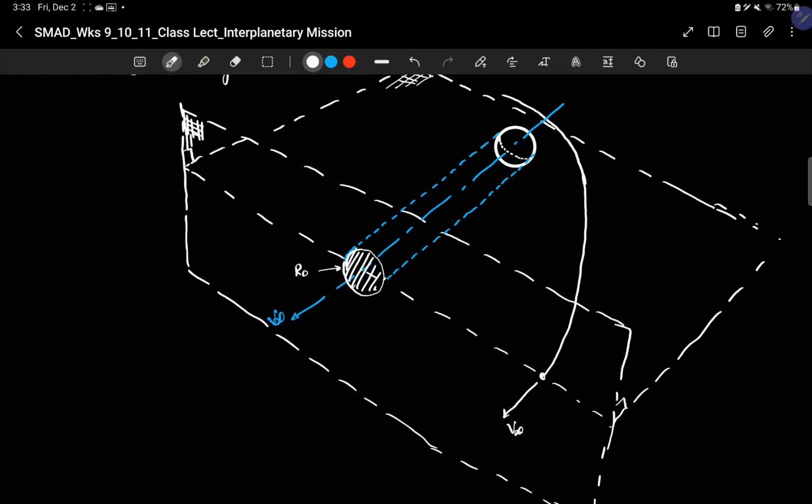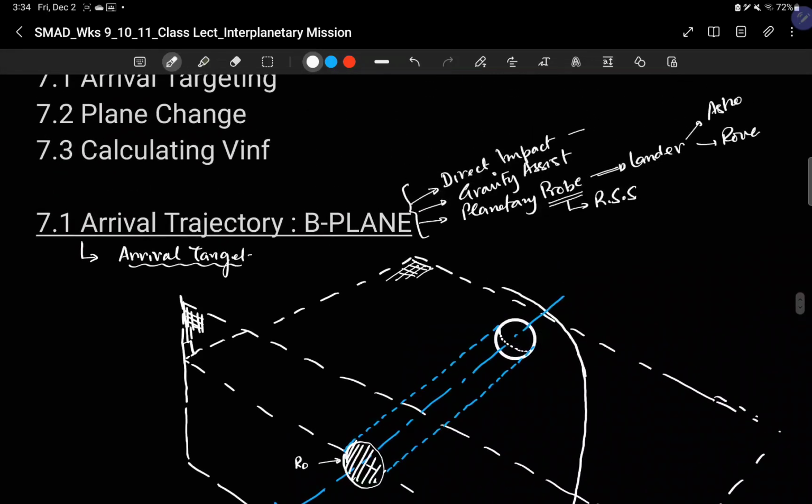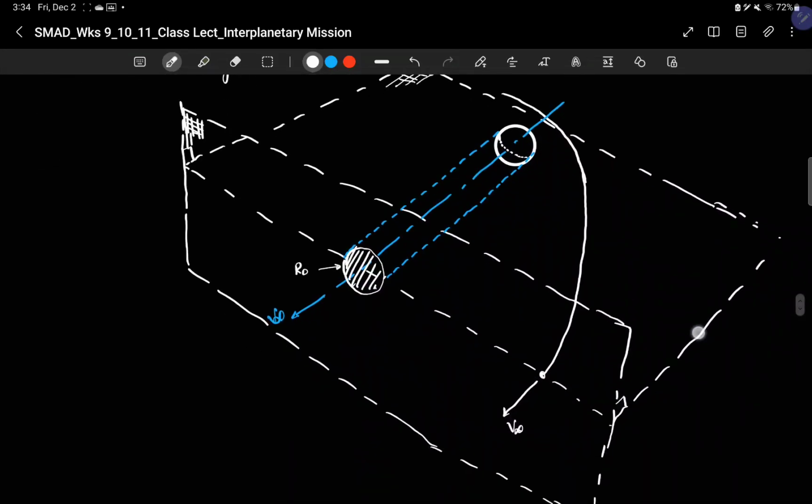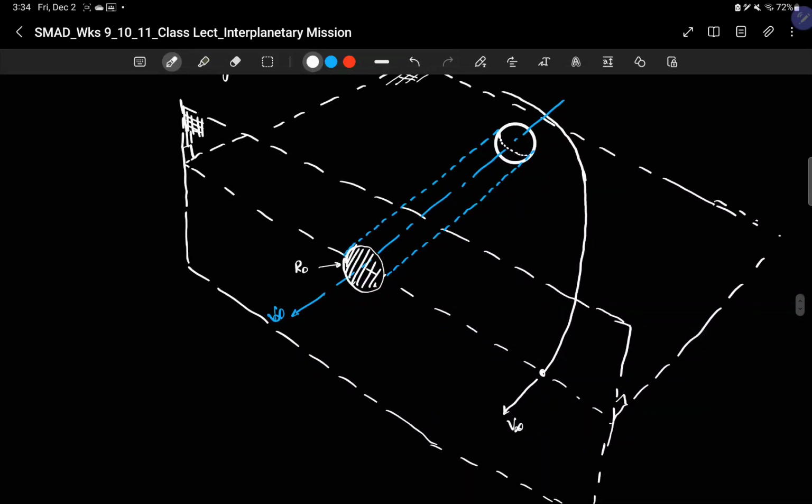Now, in order to determine whether it's an impact spacecraft or a gravity assist, we will determine how much is the distance between the spacecraft and the surface of the planetary body. So let's project now the path of the planetary body. Let's say this is our path of the planetary body, and I'm projecting it here also onto the B plane. So this is where the center of the body goes. The surface of this planetary body will intercept this B plane at this position.